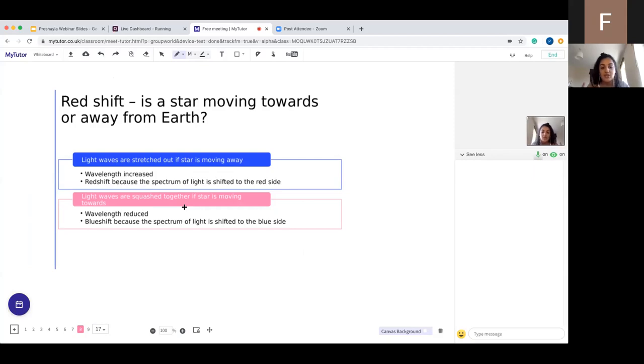Light waves are squashed together if the star is moving towards us. The wavelength is reduced. Because the wavelength is reduced, it shifts to the blue side of the spectrum, and that is where the shorter wavelengths are. So that's redshift. But how do we know?